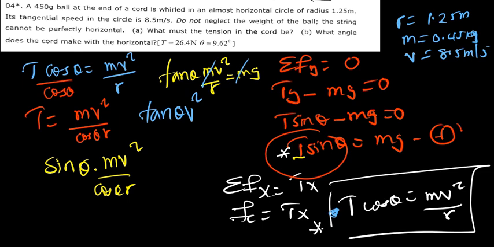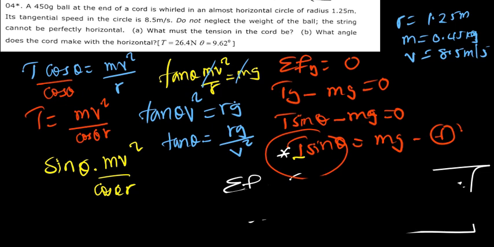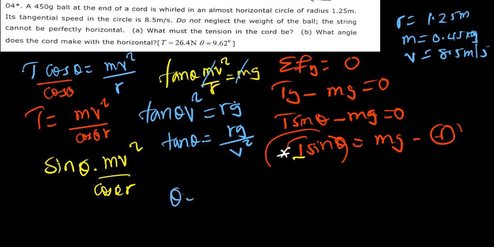Over r. If I do g times r, it's going to be rg, right? So if I want to find theta, it will be rg divided by v squared. What does it mean? This means that theta is equal to tan inverse of rg divided by v squared.